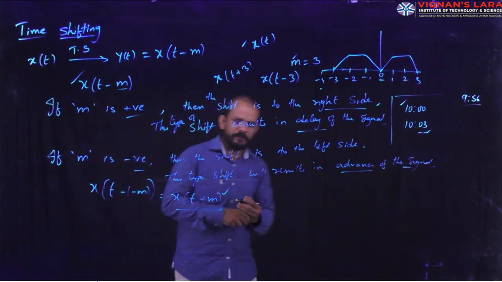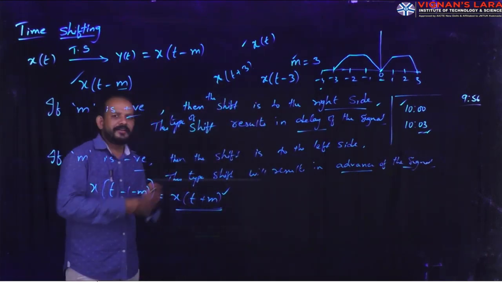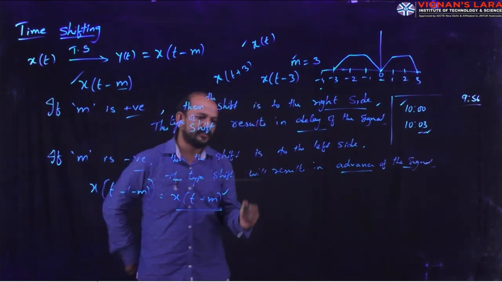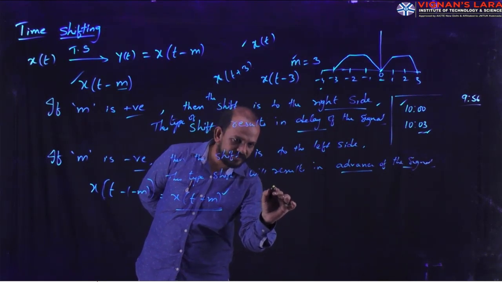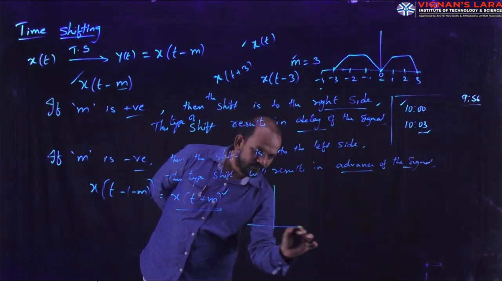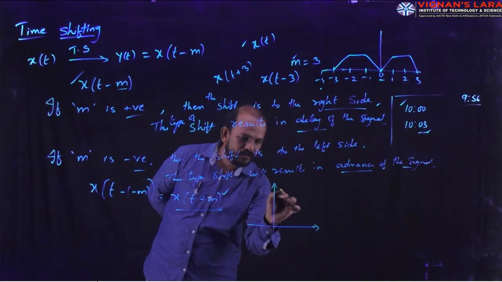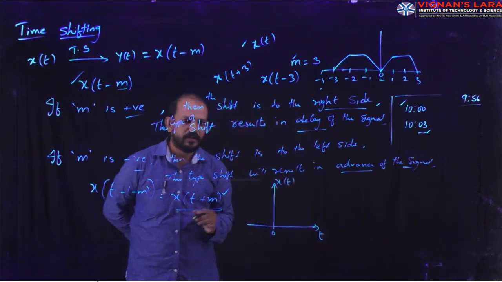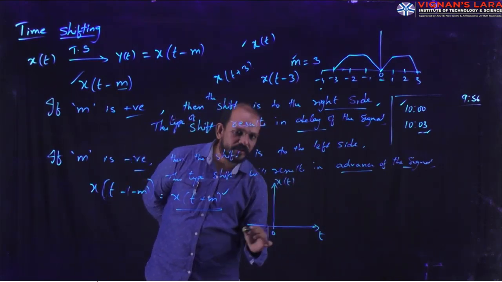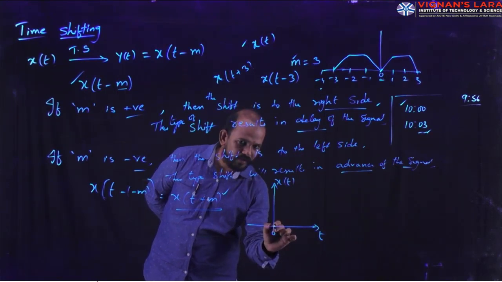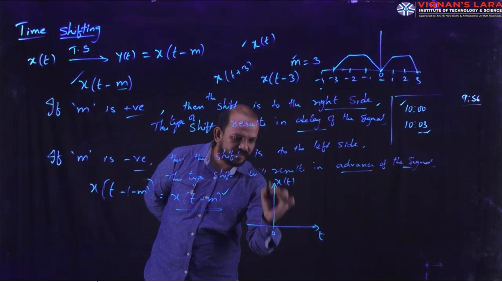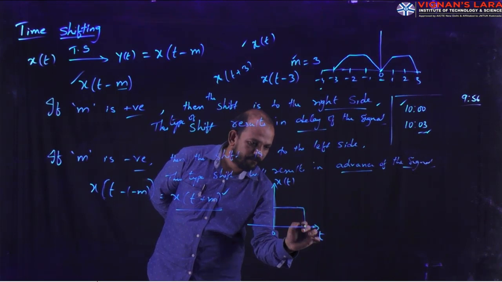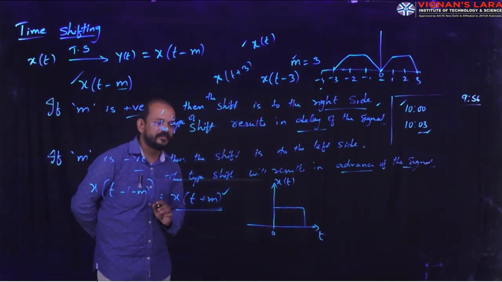Okay. See, I will give you the graphical representations for your better understanding. Let us take, I will consider a signal. This is t, this is x of t. Okay, and the signal is started from this point, goes like this and goes like this and stops here. So this is my actual signal.